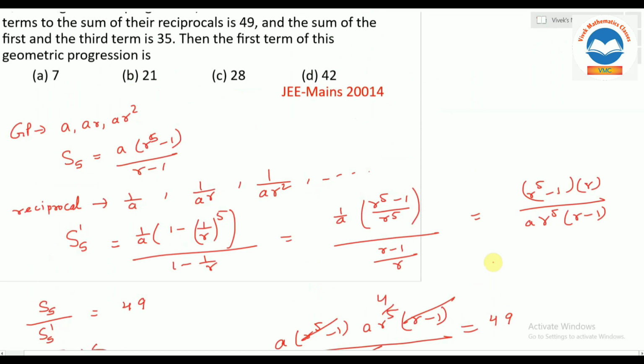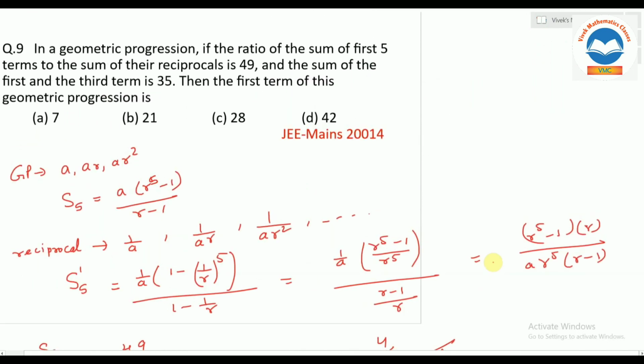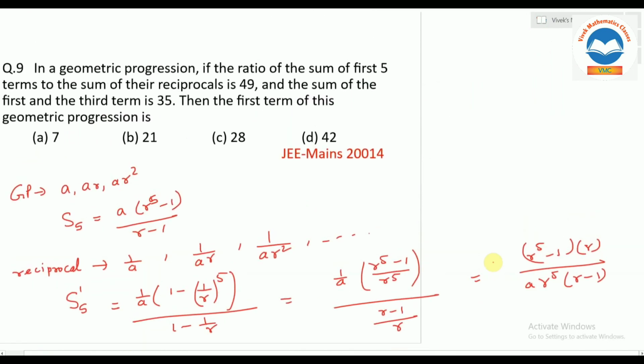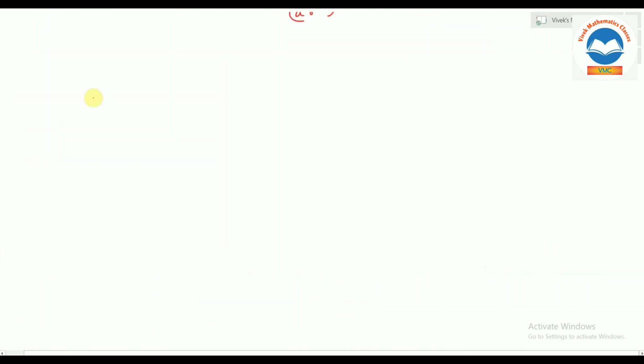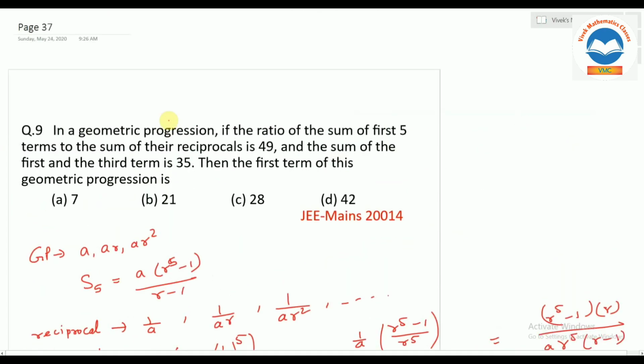Now next, what have they given? And the sum of the first and third term is 35. Means T1 plus T3 is 35. T1 will be a, plus T3 will be ar square. This value they have given as 35. And in the previous case we got ar square as 7. Substitute here. So you will get a plus 7 is 35. So what will be our a value? 28. What are they asking? The first term of this GP, 28. It means C will be your answer.